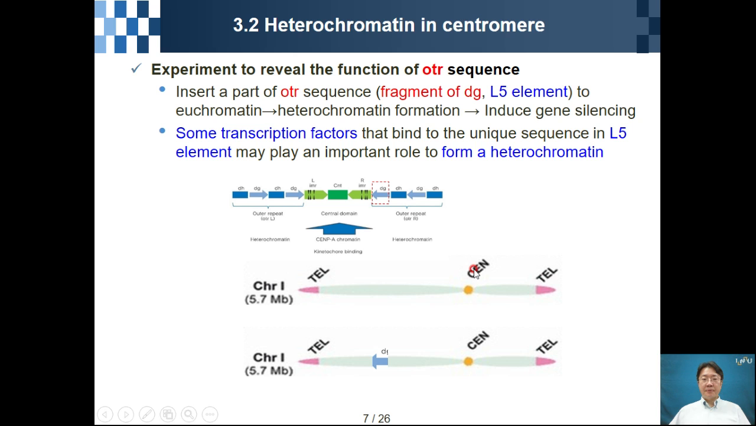This is the full fragment of DG, but we use only a part of the DG. This fragment we call the L5 element. So we insert a part of the OTR sequence, especially the fragment of DG, called the L5 element, into the euchromatin region. So this is the euchromatin region, and we inserted this sequence into it.